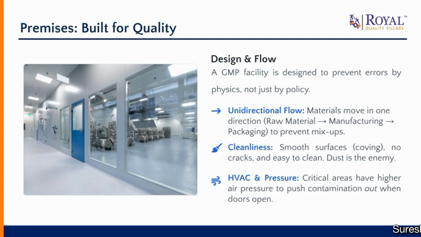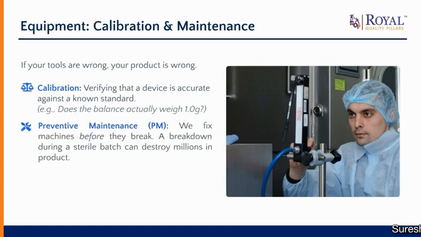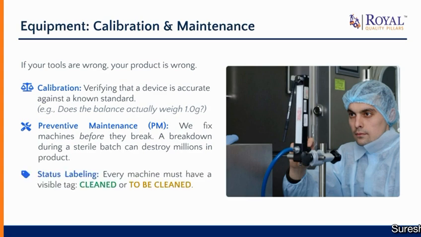It's an invisible barrier. You cannot do a quality job with broken tools. Calibration. This answers the question, is this accurate? If the weighing balance says 5 milligrams, is it actually 5 milligrams? If not, we might overdose the patient. Maintenance. This answers, is it reliable? We don't wait for machines to break. We fix them on a schedule. Preventative maintenance.